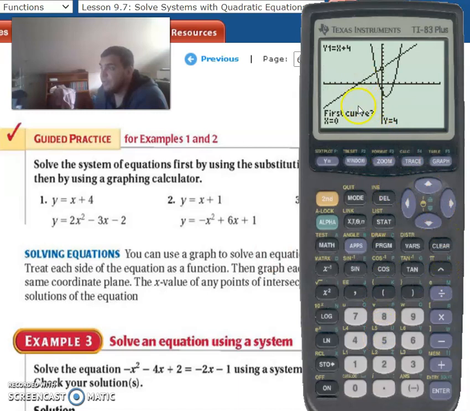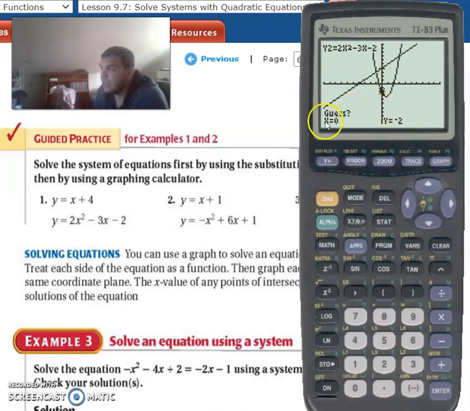Okay? Now the first curve. What do they mean by the first curve? Well, if you had more than 2 lines, they want to know which 2 lines you want to tell are connected to each other. In this case, we only have 2 lines. So whether I call this the first curve or the second curve, it doesn't matter. I'll call this the first curve, and this the second curve. You just press enter twice in that situation. If you only have 2 equations, you press enter twice. There's no question about it.